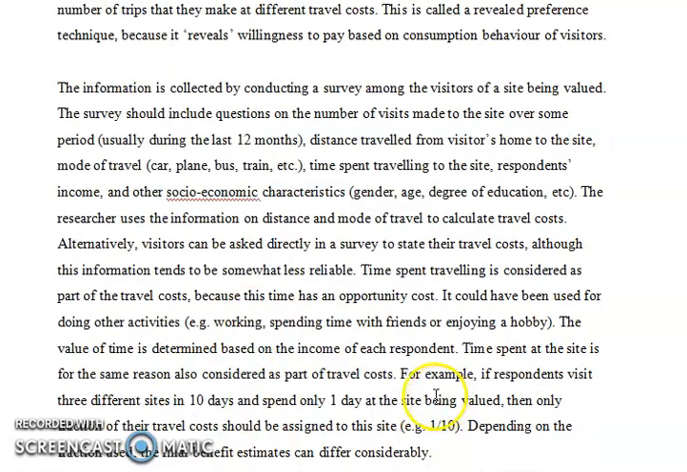Otherwise, he could be doing some kind of work, or spending time with his family, or spending time with his friends, or enjoying his hobbies on weekend days. That is the opportunity cost. The value of time is determined based on the income of each respondent.